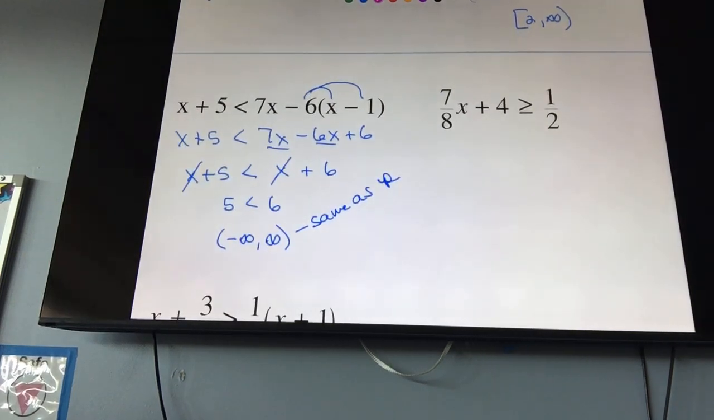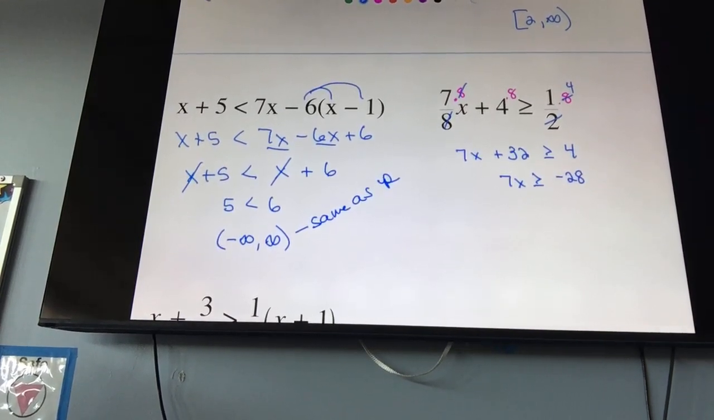All right, on this next one, I'm going to multiply by 8 to get rid of my fractions. And I have my 8's cancel. 7x plus 4 times 8, 32, greater than or equal to 2 cancels into 8 4 times. 1 times 4 is 4. Subtract your 32, and 7x is greater than or equal to negative 28, and divide by 7.